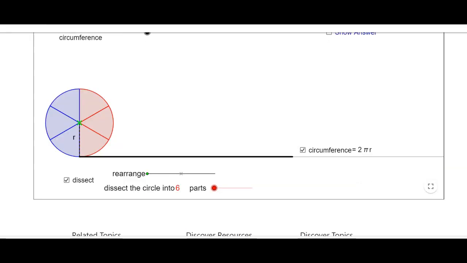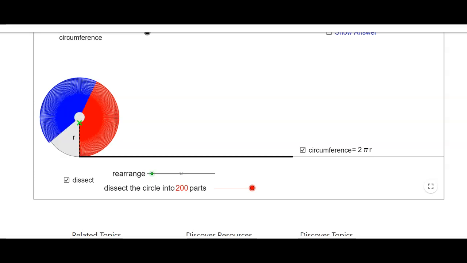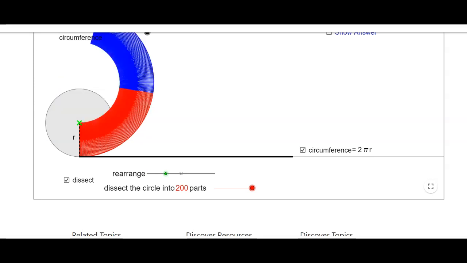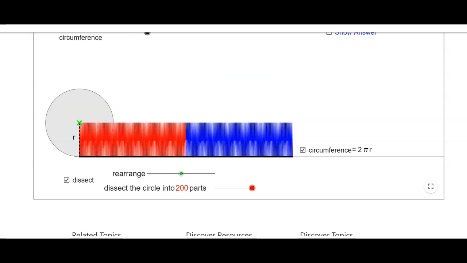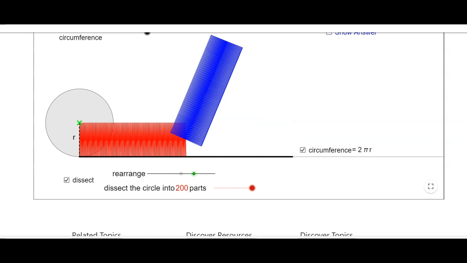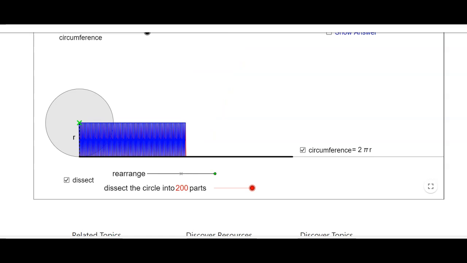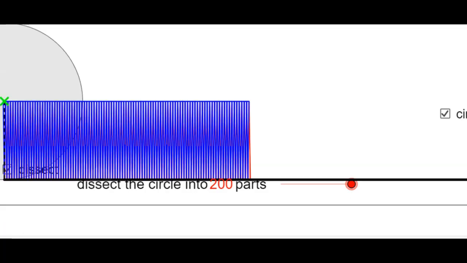Instead of dissecting it into 6 parts, you can make it 14, 42, 122 parts. I'm just cutting up that circle into more slices. It'll go up to 200 parts right there. So that's what I'm going to do. I'm going to take it and now drag it out. Then I'm going to take this blue side and fit it into the red side over here. Looks like a comb, doesn't it? Now if I zoom in, notice what I have.